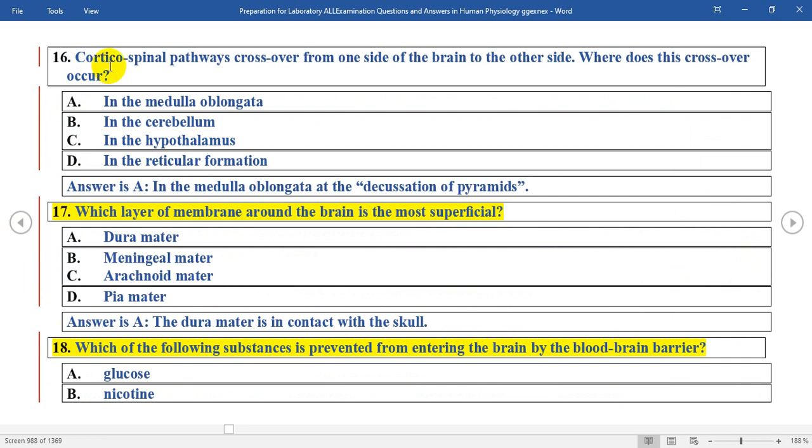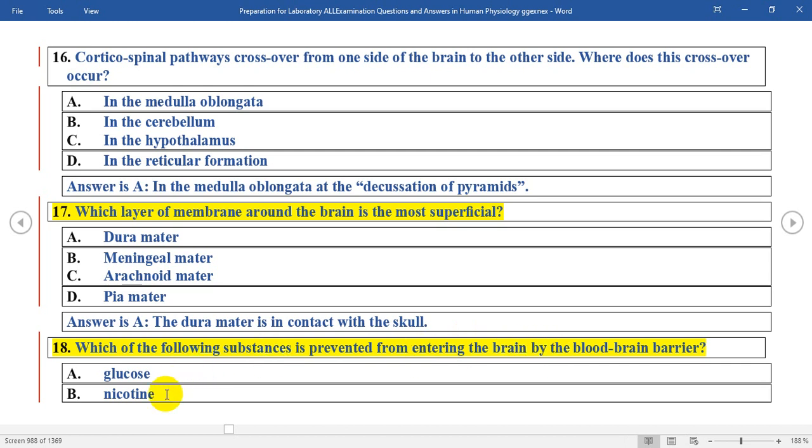16. The corticospinal pathway crosses over from one side of the brain to the other side. Where does this crossover occur? In the medulla oblongata, in the cerebellum, in the hypothalamus, in the reticular formation. Answer is A. Which layer of membrane around the brain is most superficial? Dura mater, meningeal matter, arachnoid mater, pia mater. Answer is A.